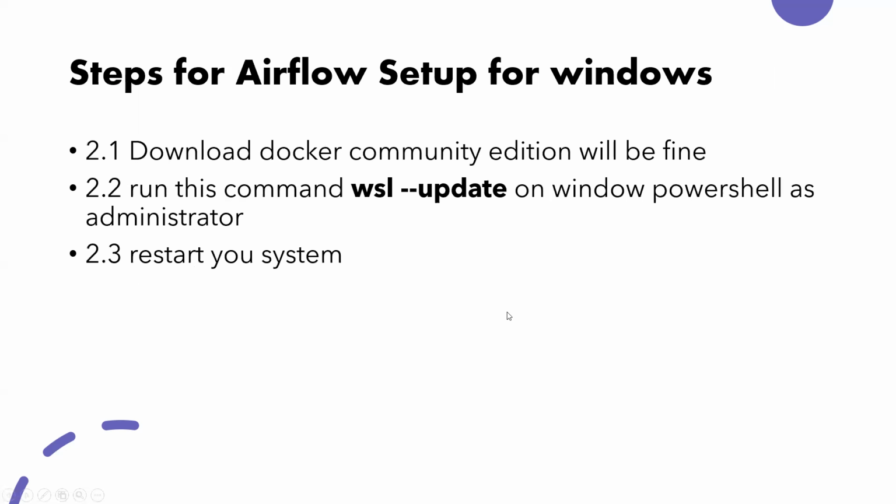So let's start. What do we need to do to set up Airflow on a Windows machine? First of all, we need to download Docker. The Community edition will be fine, any Community edition of Docker. Then we need Windows Subsystem for Linux. We need to enable this through Windows CMD or PowerShell to allow Linux support in Windows, because Airflow runs on a Linux machine. After running this command, we need to restart your machine. Sorry for the typo, it should say restart your system.